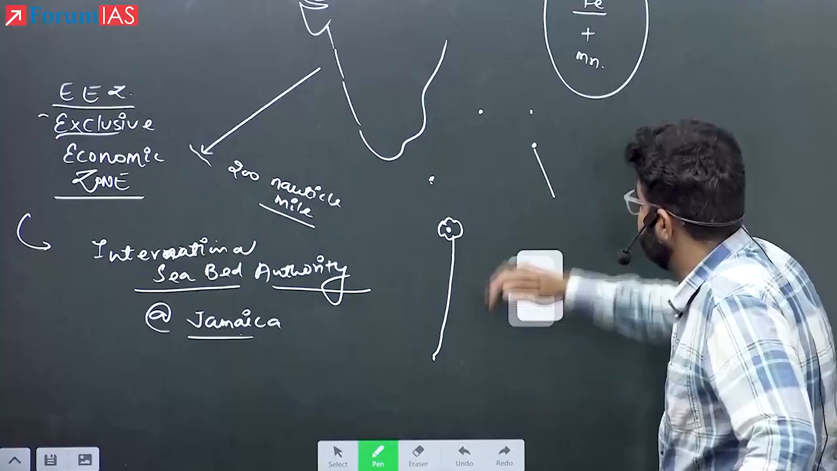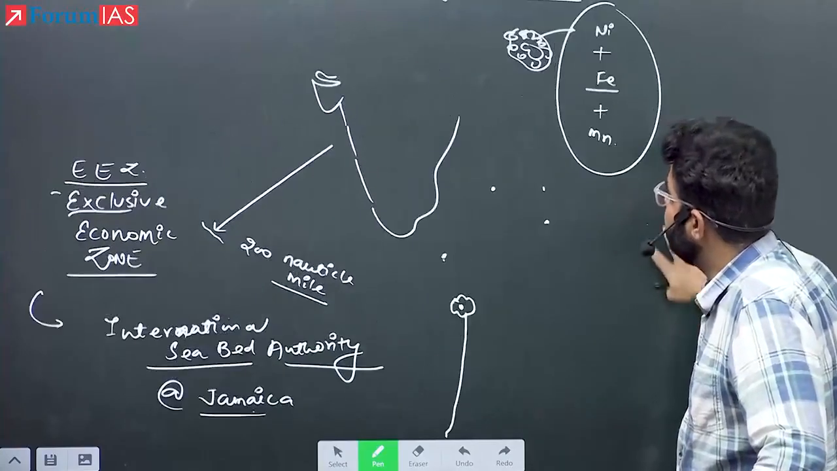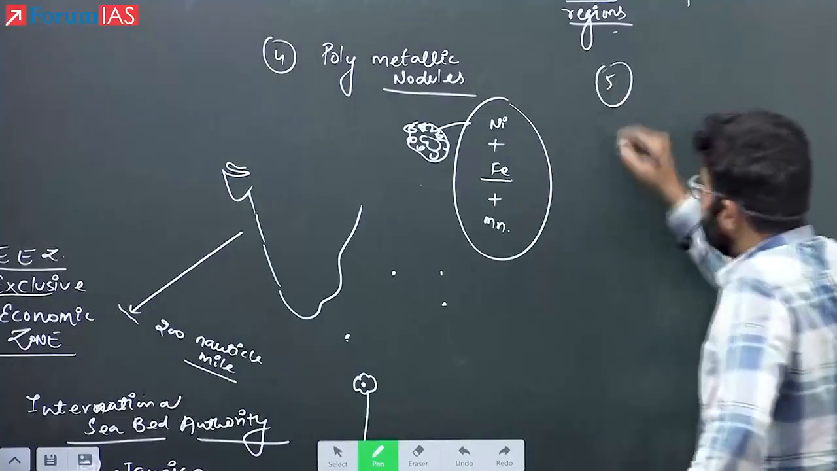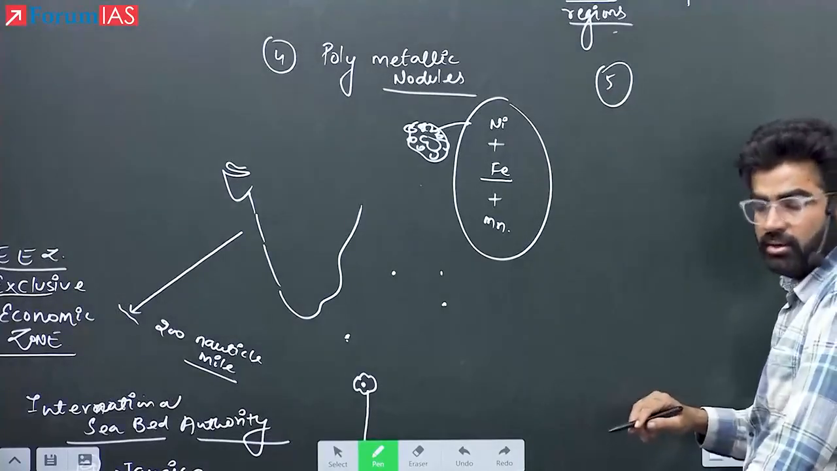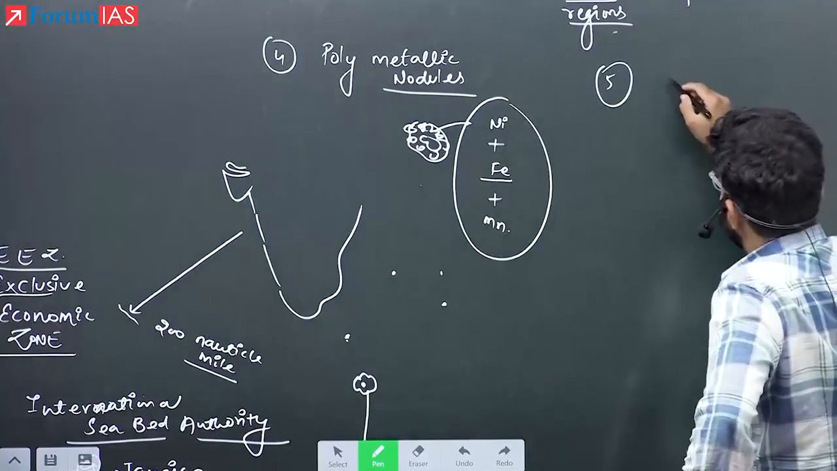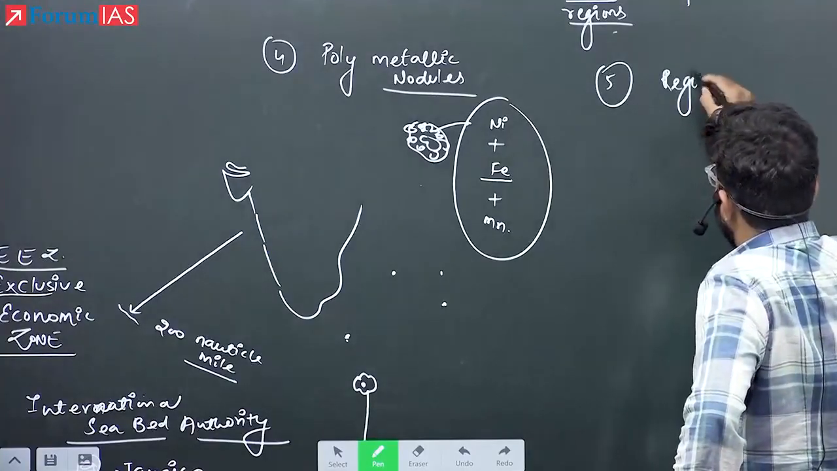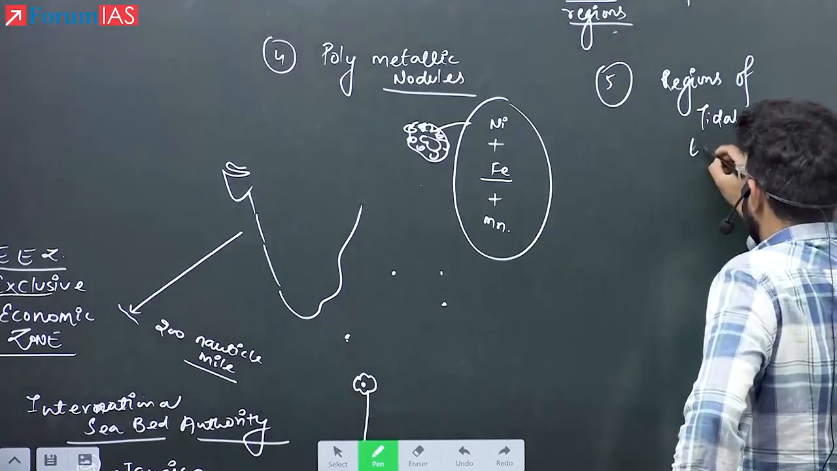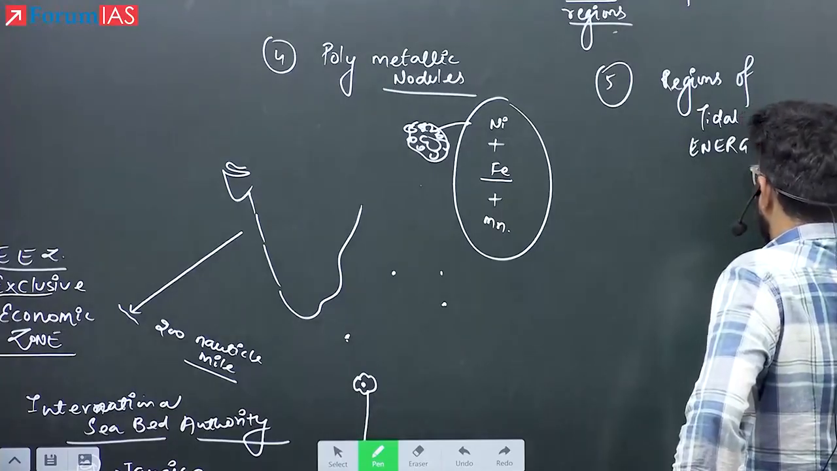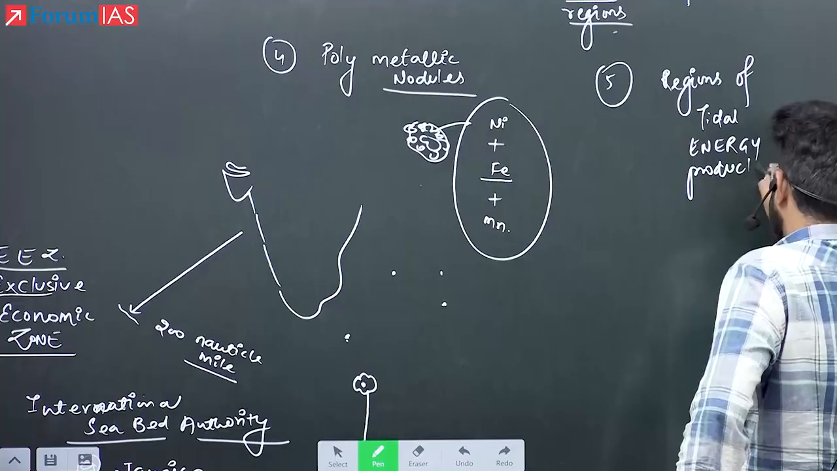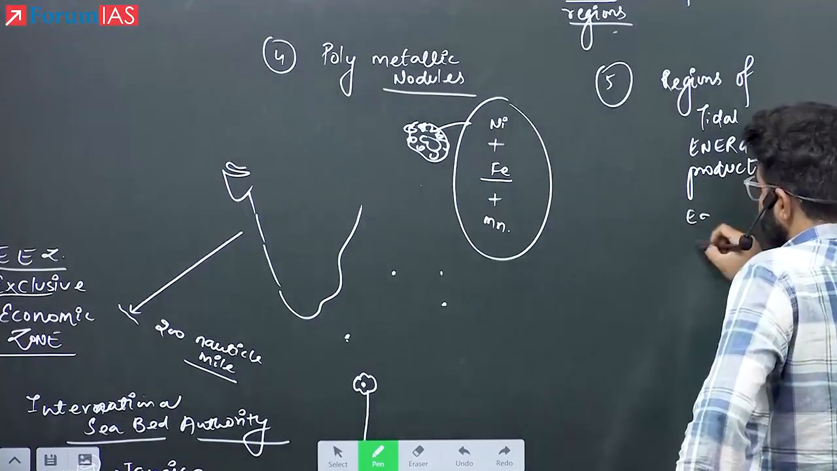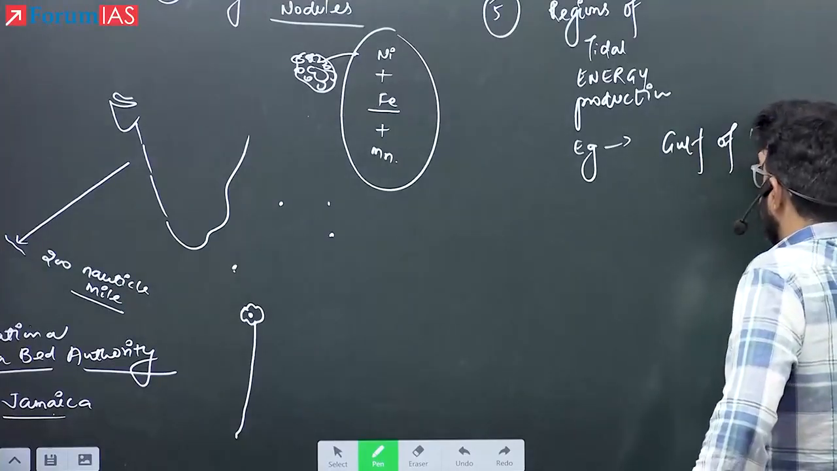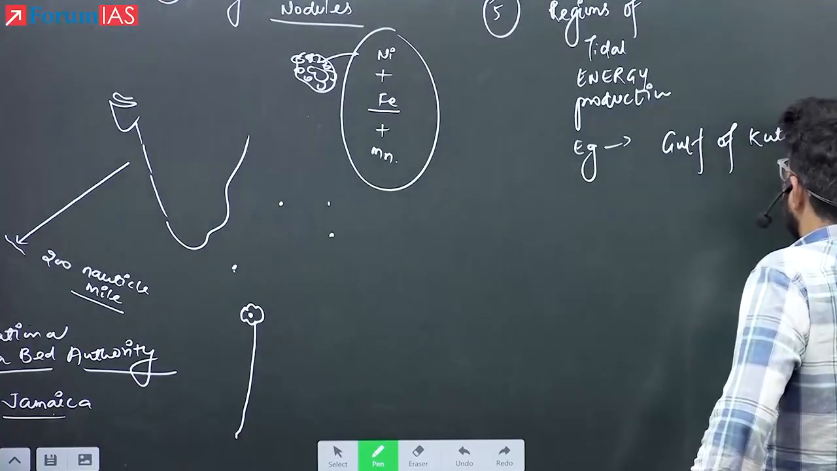Now, the next thing is the importance we are discussing. How many important points have we written? Fourth, polymetallic nodules. Fifth, can I say these are the regions of high tidal energy potential? So these are the regions of tidal energy production. Always talk about examples if you do have. For example, you can give the example of the Gulf of Kutch or Khambhat, anything that you can give here.